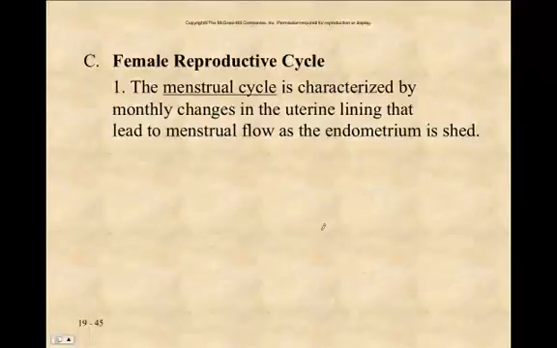So the menstrual cycle is typically characterized by monthly changes that we're going to see in the uterine lining, as the uterine lining gets thicker and thicker and more vascular, and then eventually is shed. When that uterine lining is shed, it leads to your menstrual flow. And remember, it's the endometrium that's shed. It's that inner lining of the uterus that's shed.